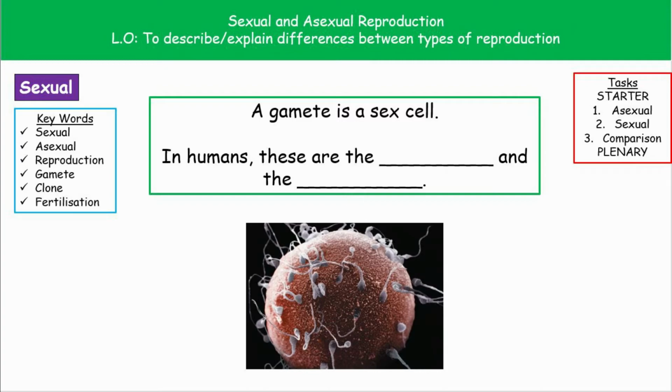So a scientific word that we need to know and use properly is the word gamete. Now a gamete is a sex cell. So see if you can finish off that second sentence for me about the names of those sex cells or the gametes in humans.